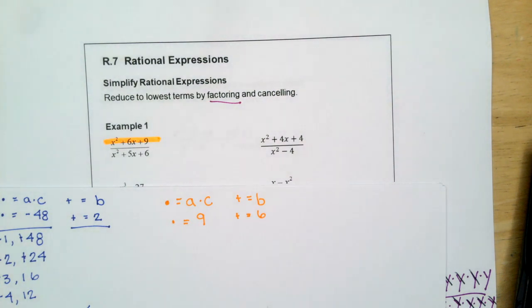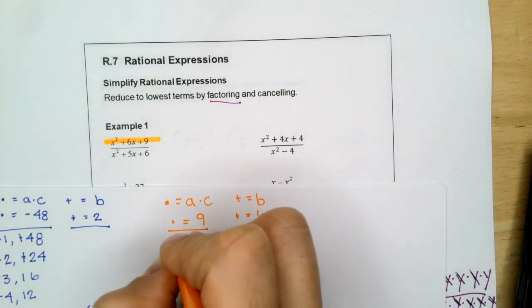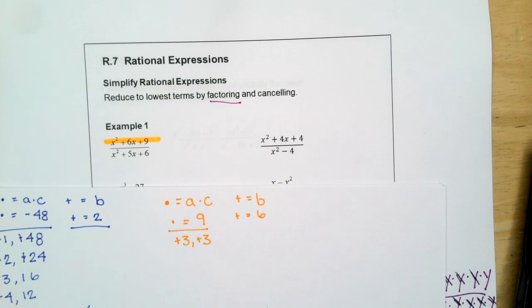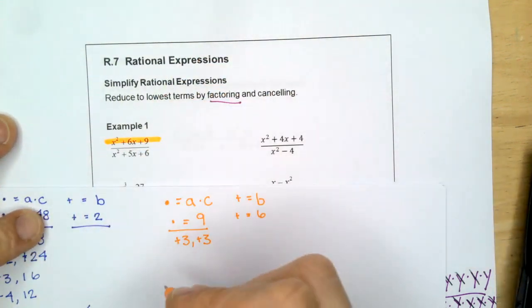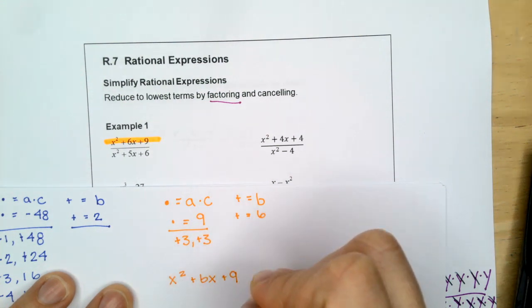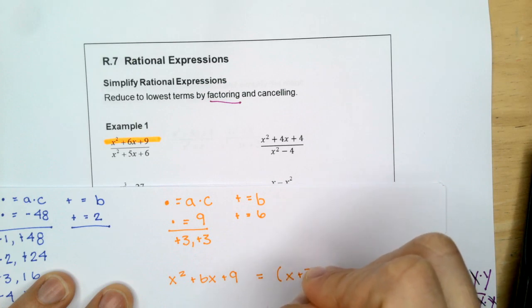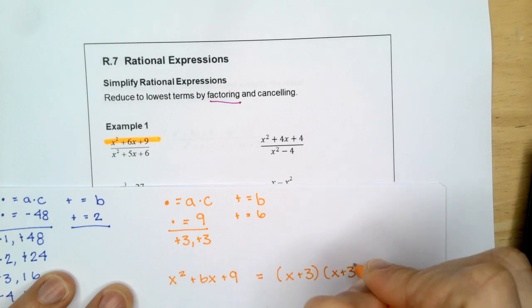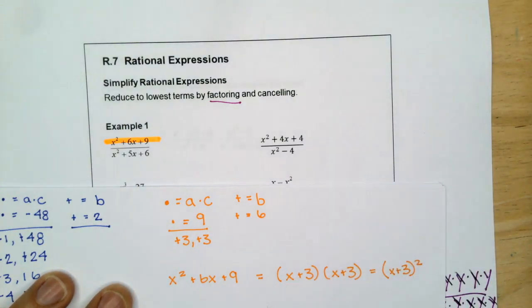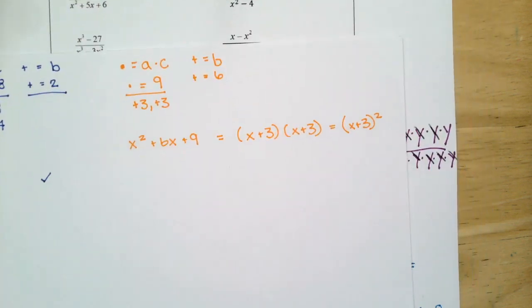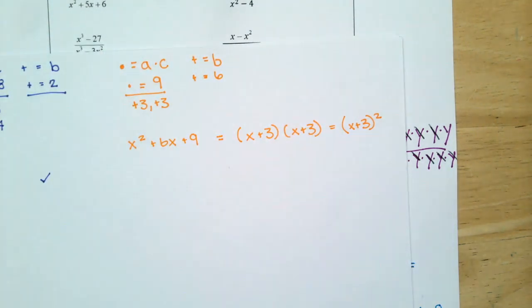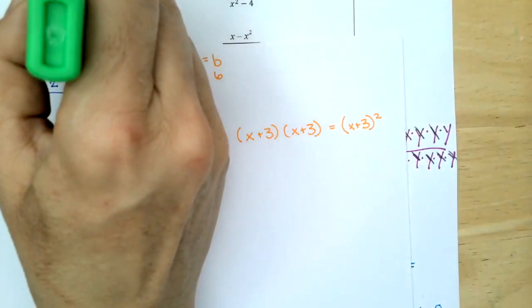All right, what numbers multiply to 9, add to 6? Oh, well, that's easy. It's a plus 3 and a plus 3, right? 3 times 3 is 9, 3 plus 3 is 6. So I'm going to change this from x squared plus 6x plus 9 to x plus 3 times x plus 3, which we can also call x plus 3 squared. Okay, but since we're trying to cancel things, this isn't the best way to put it. It's easier to look at it this way. Then we're going to go to x squared plus 5x plus 6.